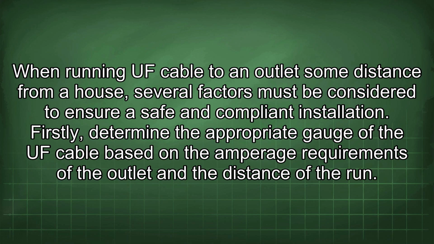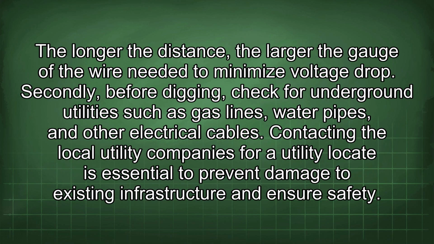Firstly, determine the appropriate gauge of the UF cable based on the amperage requirements of the outlet and the distance of the run. The longer the distance, the larger the gauge of the wire needed to minimize voltage drop. Secondly, before digging, check for underground utilities such as gas lines, water pipes, and other electrical cables. Contacting the local utility companies for a utility locate is essential to prevent damage to existing infrastructure and ensure safety.